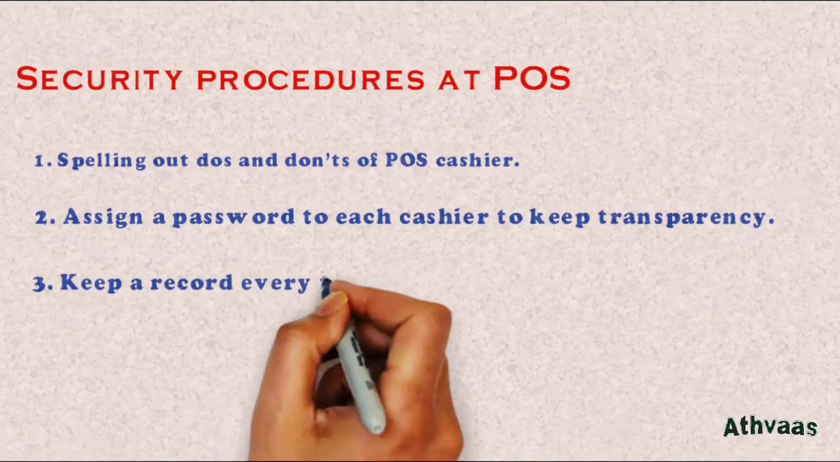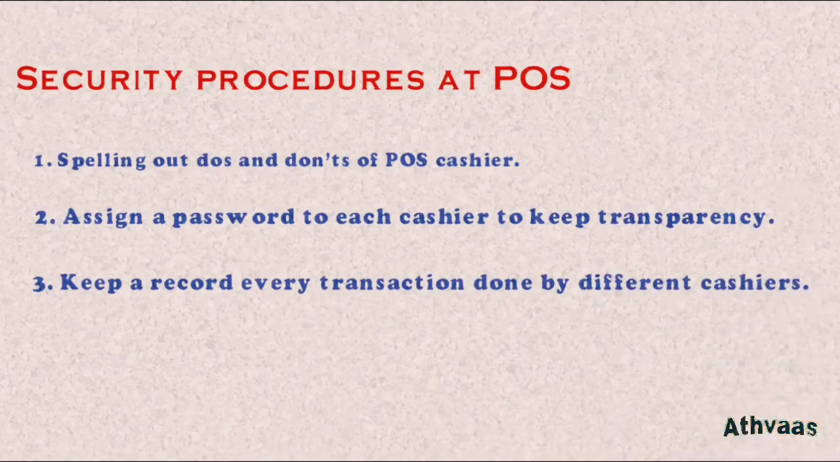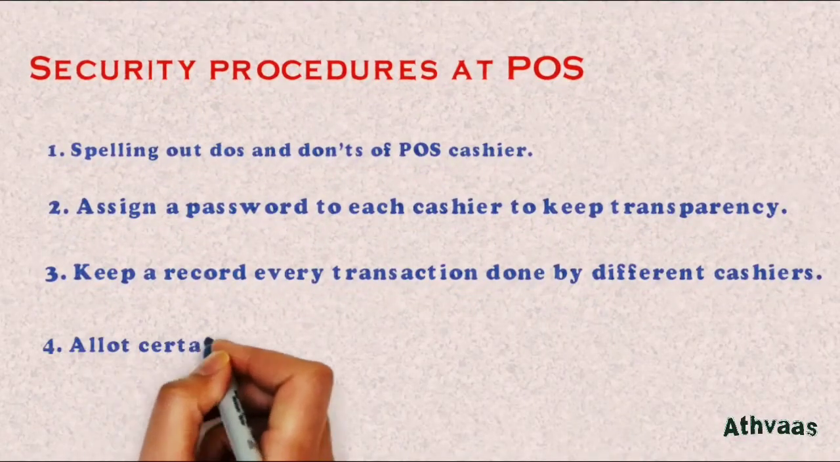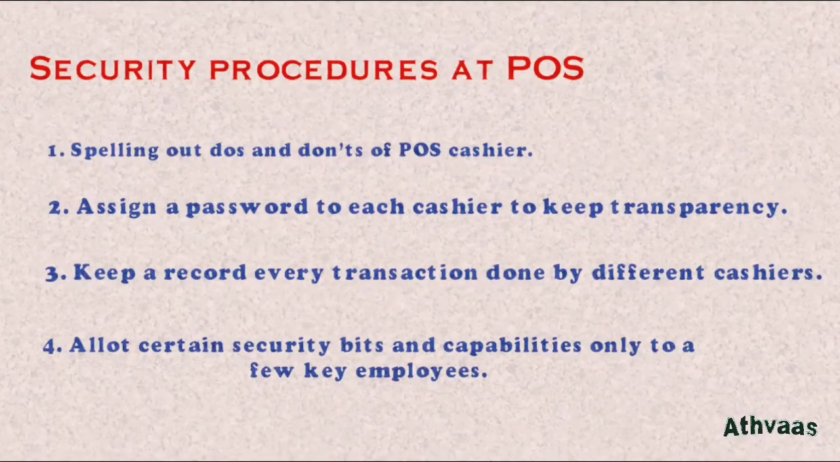The third one is to keep a record of every transaction done by different cashiers to see which transaction has been done by which cashier and see it against his name. And the last one is allot certain security bits and important crucial information to certain key employees only.